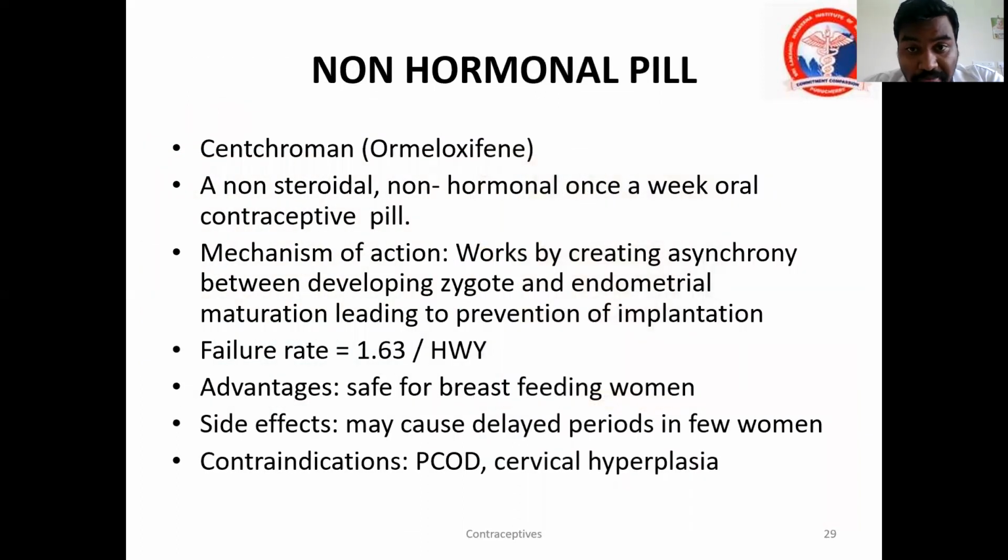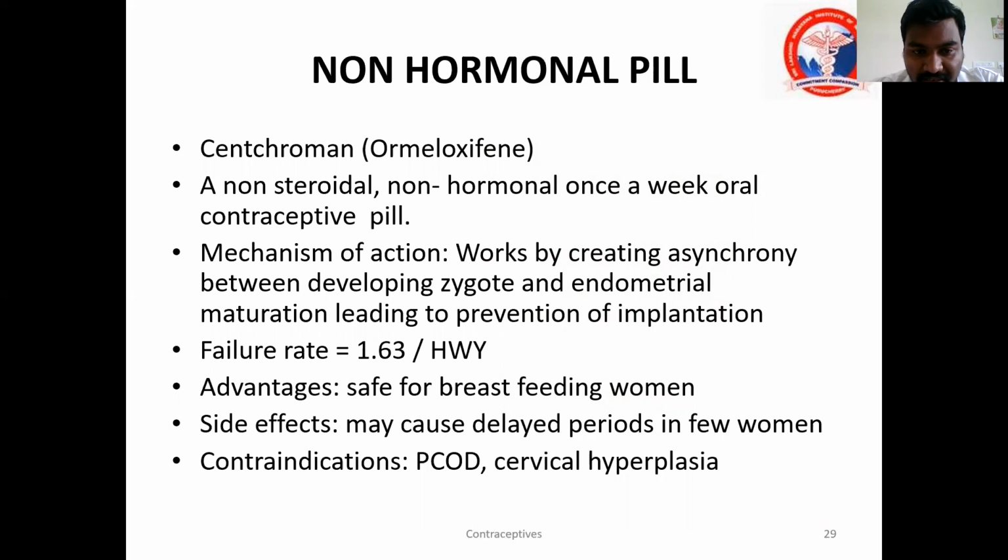It is a non-hormonal pill. Like the progesterone-only pill, this also can be given to a breastfeeding woman. The composition is ormeloxifene. It is a SERM, selective estrogen receptor modulator, so it is non-steroidal and non-hormonal. It can be taken once in a week.